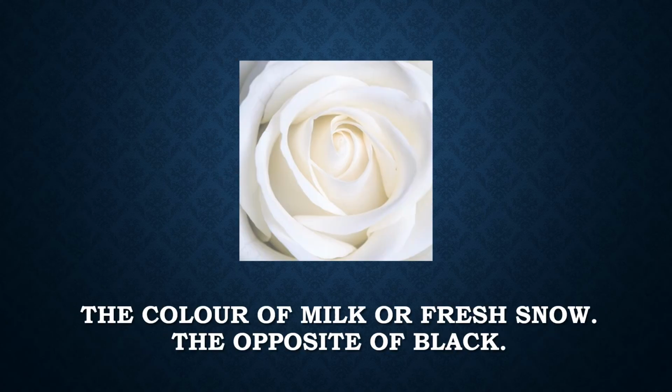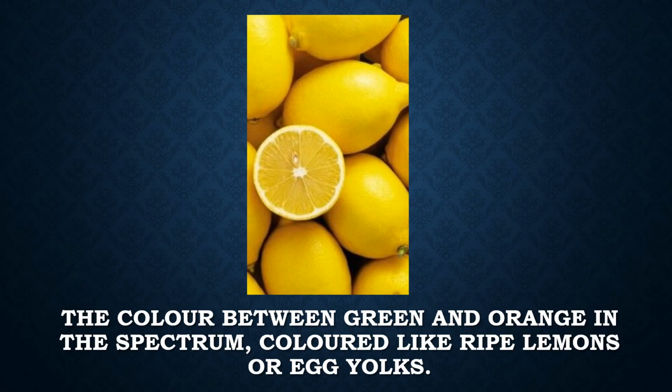Red. The color of milk or fresh snow, the opposite of black. White. The color between green and orange in the spectrum, colored like ripe lemons or egg yolks. Yellow.